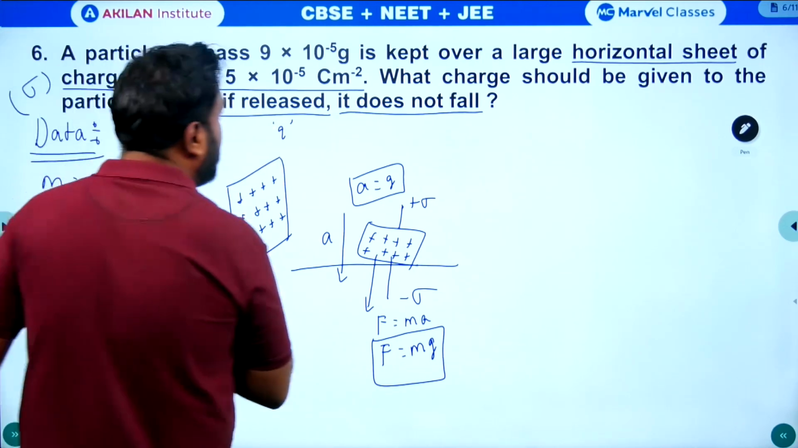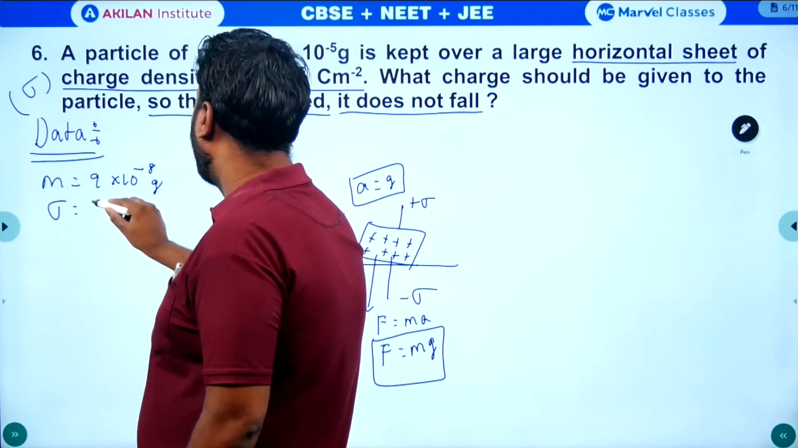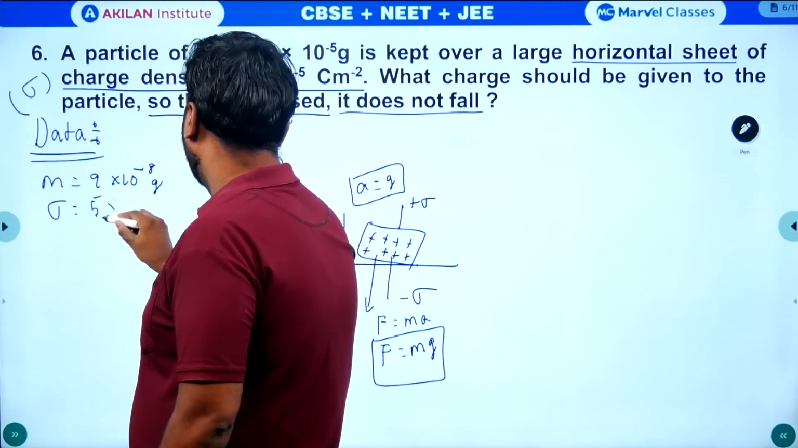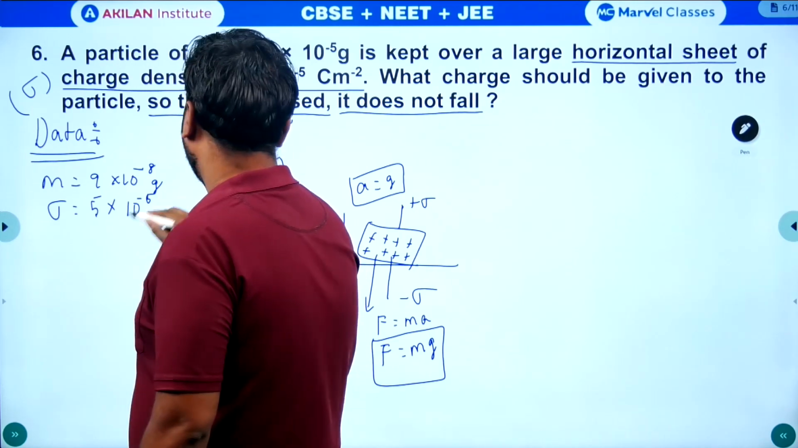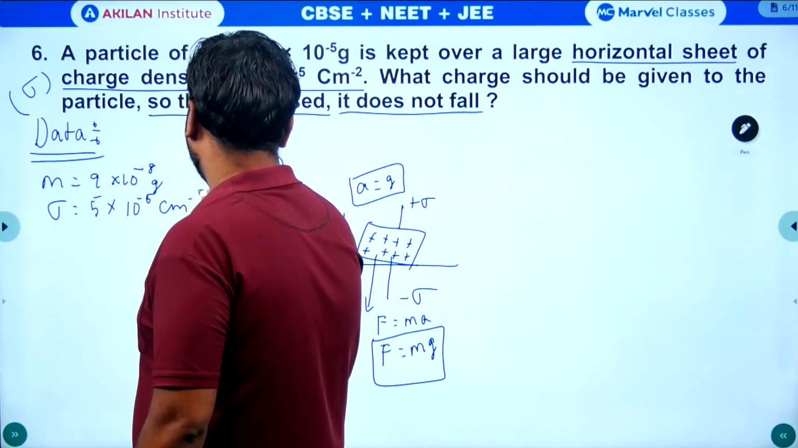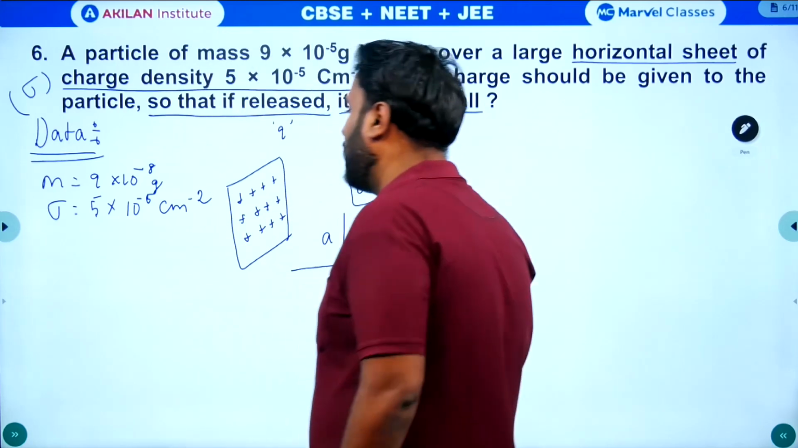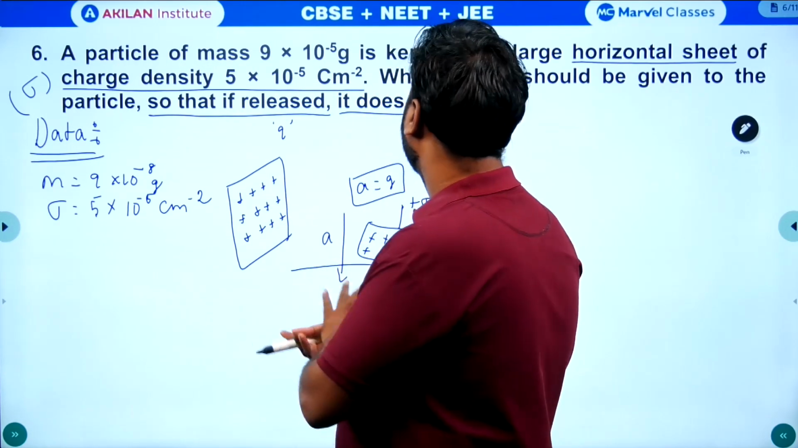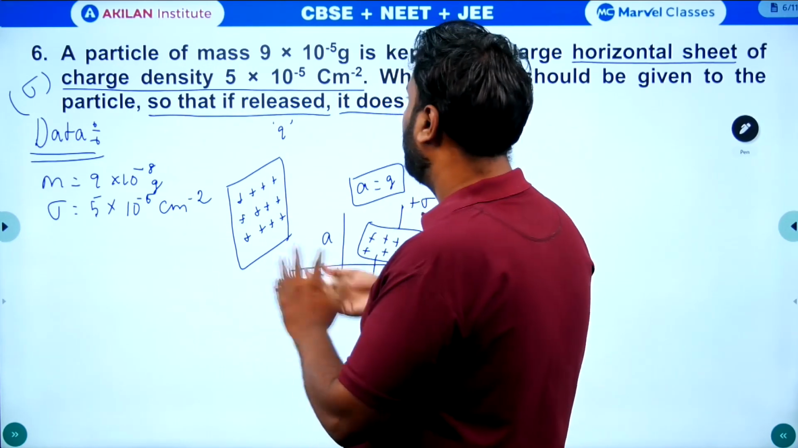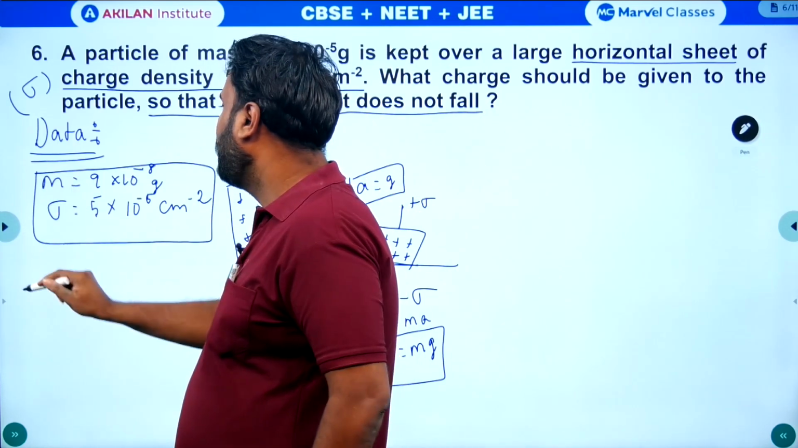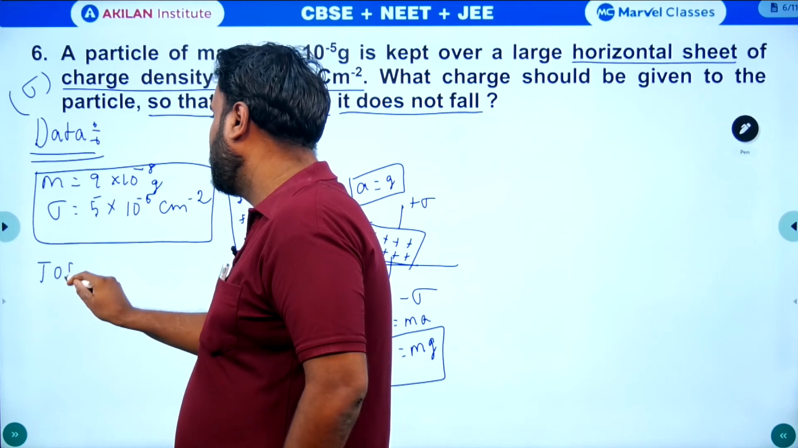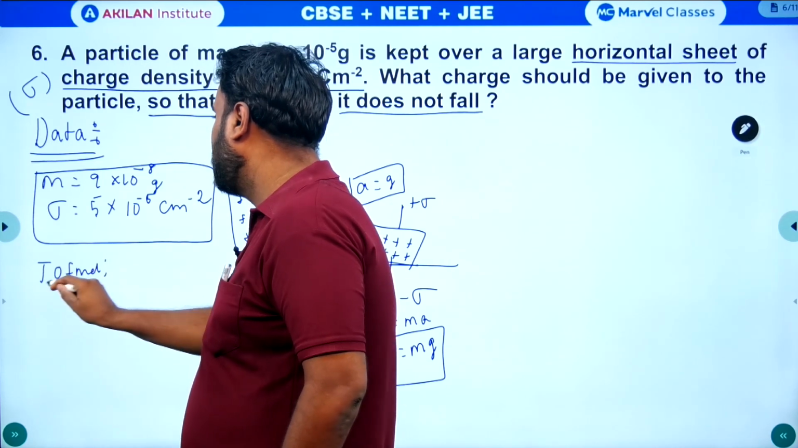Okay, then what is given? Sigma, the surface charge density, is given: 5 into 10 to the power of minus 5 coulomb per meter square. They have given mass and sigma. What charge are they asking if it is released? We know only m and sigma. What do we have to find out here? The charge.